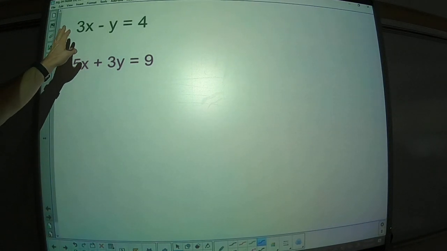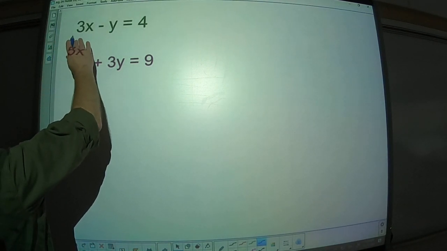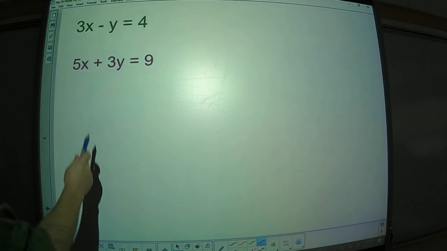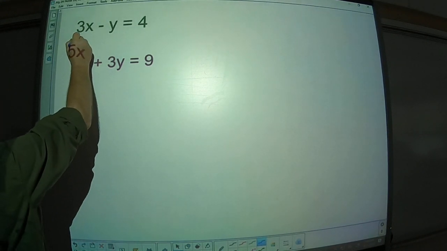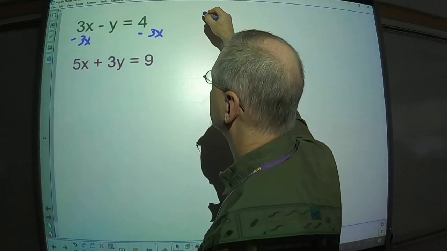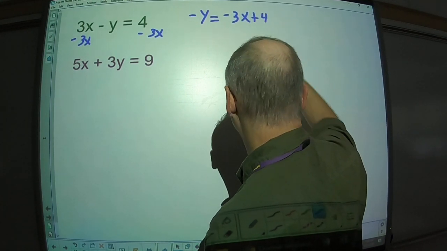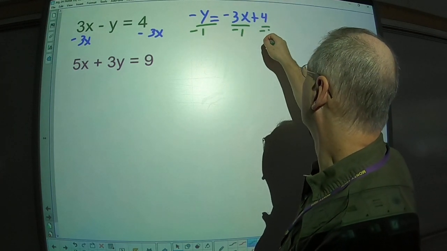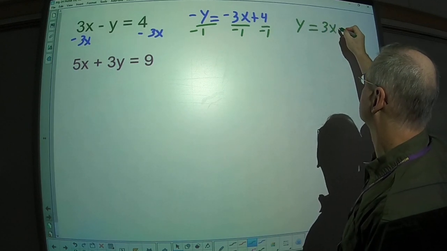Much easier to get this one with the variable by itself. So I would move x over and then divide by a -1. You could just as easily move y over and bring 4 on this side. I'm going to subtract 3x from both sides. So that gives me, let's see, -y equals -3x plus 4. And then I'm going to divide everything on both sides by a -1, or multiply by a -1. That gives me y equals 3x minus 4.